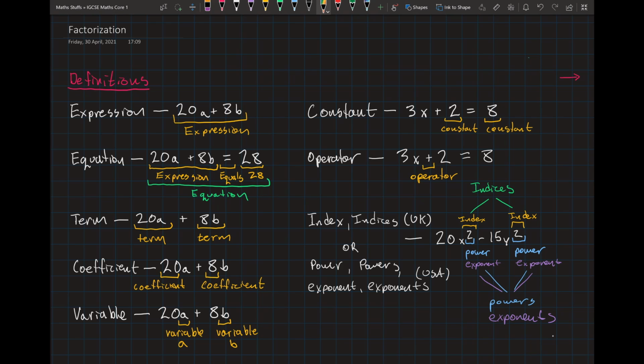Alright, this one you should know from either other classes or the previous lesson I did right before this one, which was on expansion. So this is a variable, and in this case, in the expression where we have the two terms, 20a and 8b, we have two variables. So we've got the variable a and the variable b.